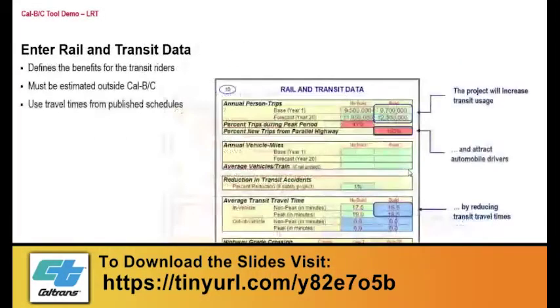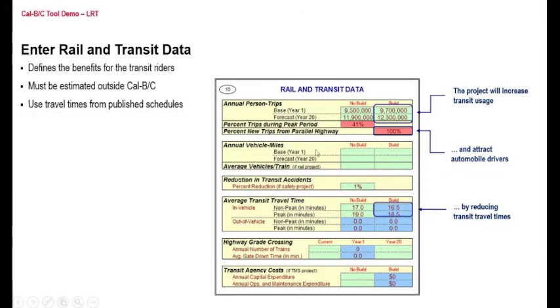So I'm going to jump over that slide and come back to it. When you enter in the transit data, that's in Table 1D. You enter in information about the annual person trips, how many people are actually using the light rail services. And you enter in information in the no build and the build for year 1 and year 20.